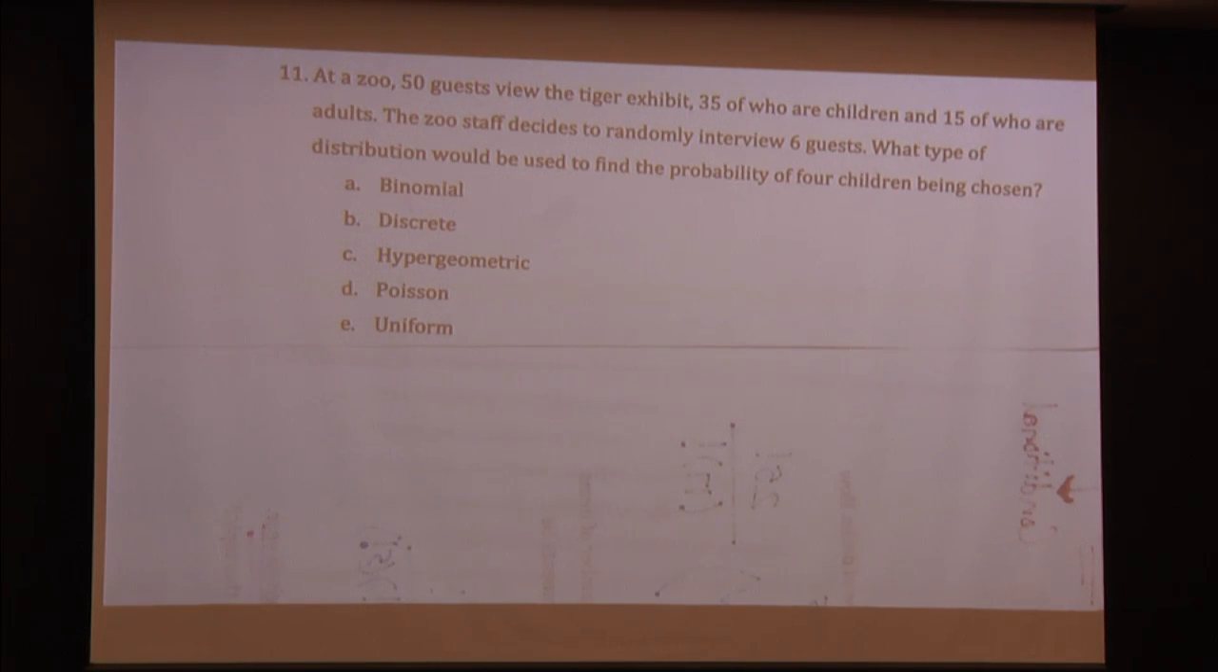So for this one, we're looking at a zoo, and they have 50 total guests that visit their tiger exhibit, and they notice that 35 of them are children, and 15 of them are adults. And they decide that they're going to pick 6 of them. If I was curious about finding the probability that 4 out of those 6 were children, what kind of distribution would I be looking at?